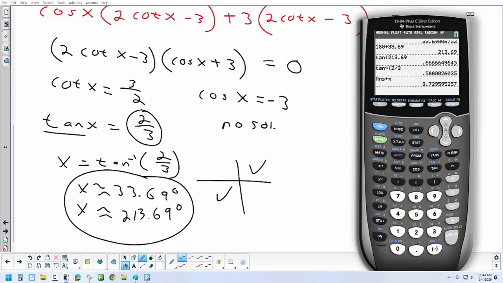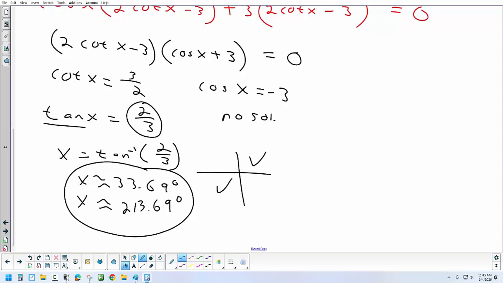Okay, any question on that one? So they're always going to work out in some nice way. It's either going to be something that factors, something that works with grouping, but there's always going to be a way that it'll work out.